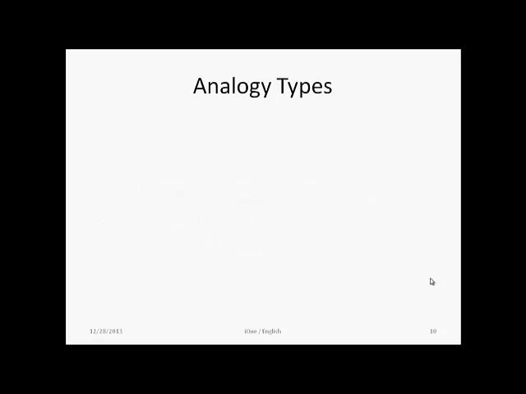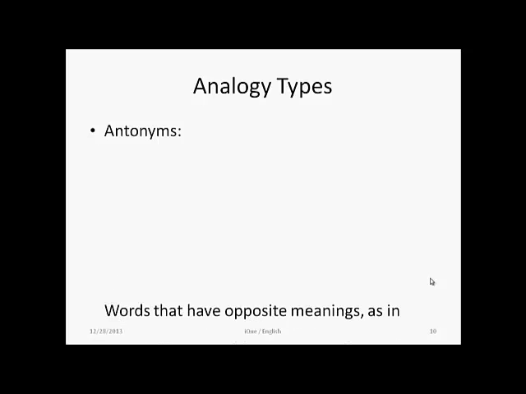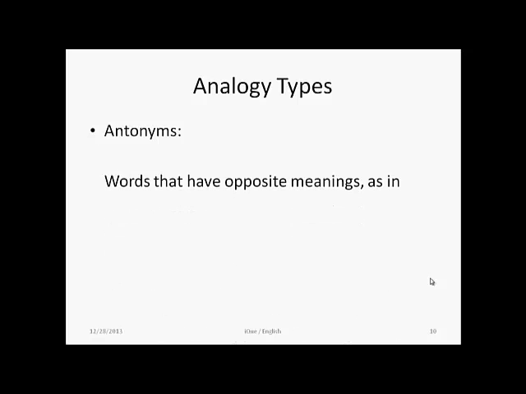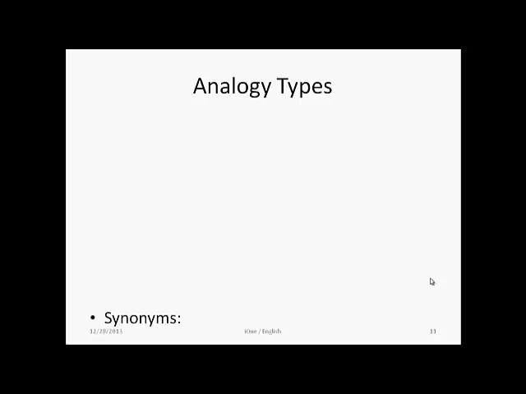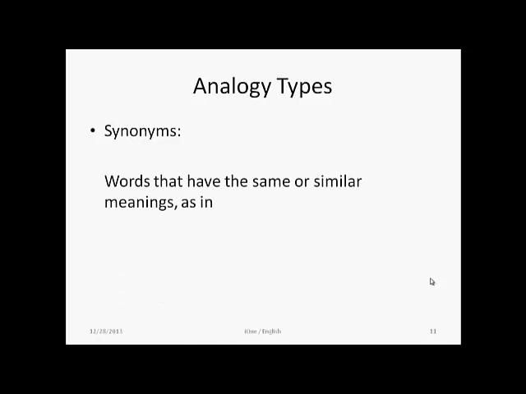Now, there are different types of analogies that may be asked. Let us go through some of these. As already shown in the previous example, we could be asked antonyms, that is words that have opposite meanings, as in hot is to cold. The second type of analogy could be based on synonyms, words that have the same or similar meanings, as in unhappy is to sad. Both of them have pretty much the same meaning.